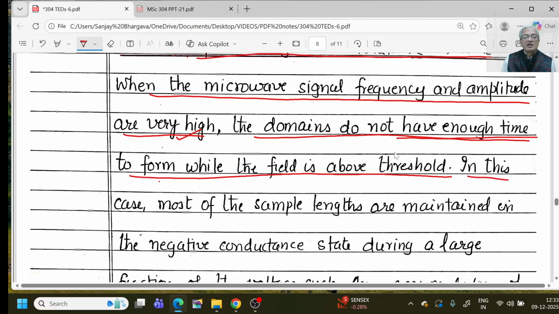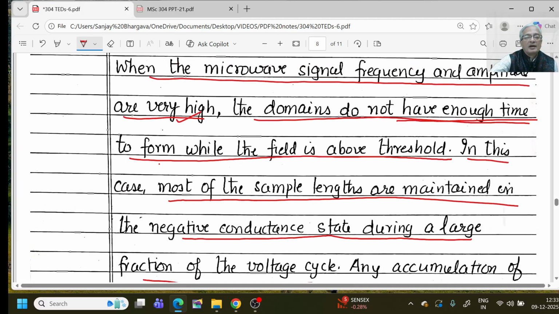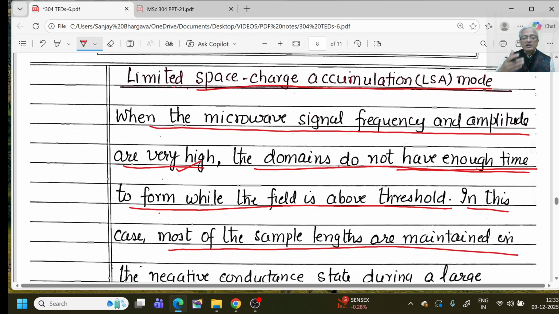In this case, most of the sample lengths are maintained in the negative conductance state during a large fraction of the voltage cycle. So, in the LSA mode, what we are trying to do is, when the microwave signal frequency and the amplitude become high, the domains do not find sufficient time to form till the field is above threshold.